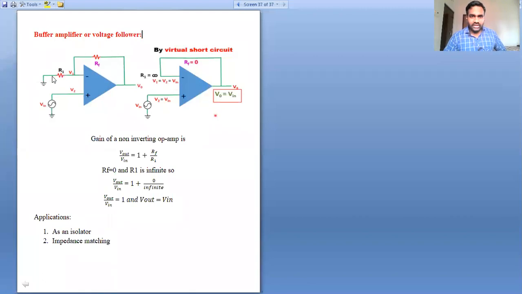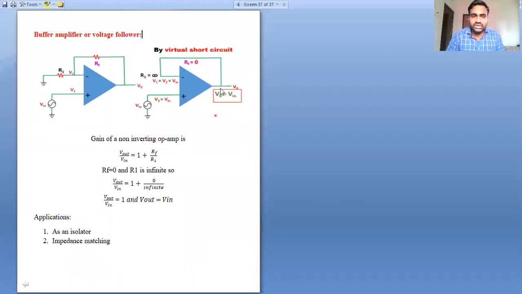The input impedance is very high, and the feedback resistance is 0, and this is called virtual short circuiting. We are short circuiting the feedback resistance with respect to the output. Okay, right. So the second thing is our feedback resistance is 0. Under that condition, we are short circuiting the feedback resistance here.